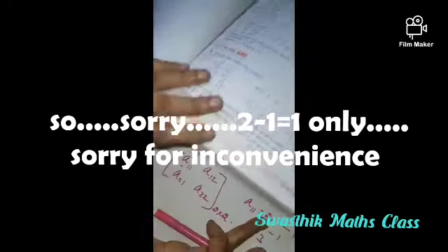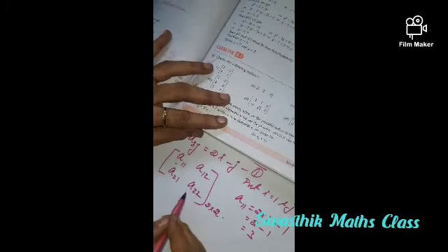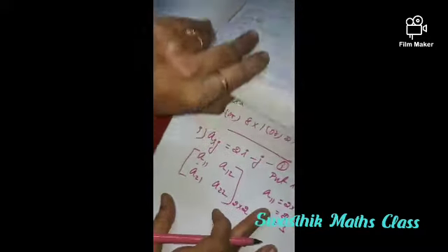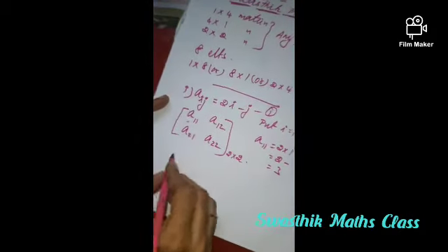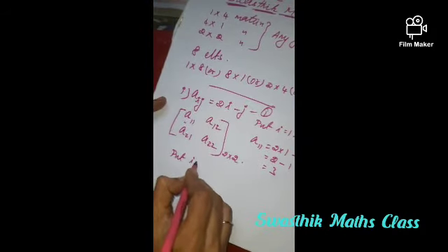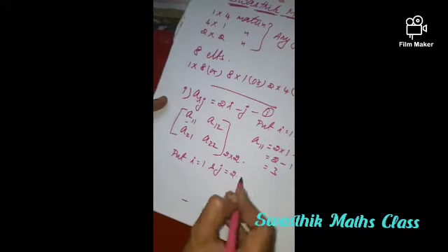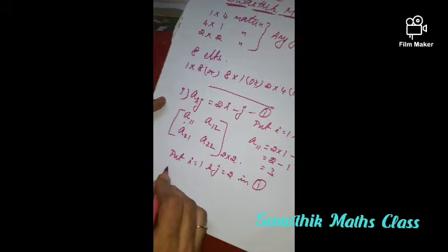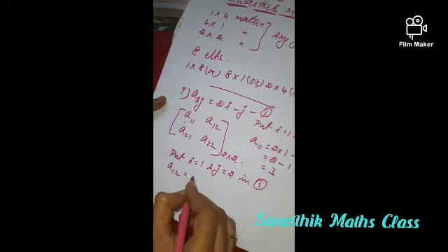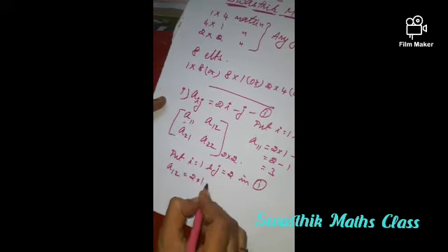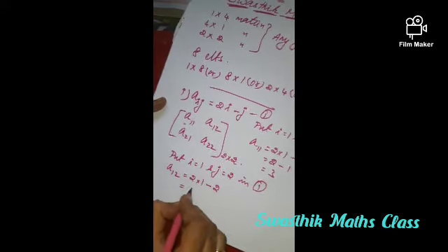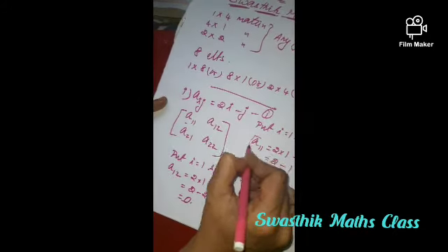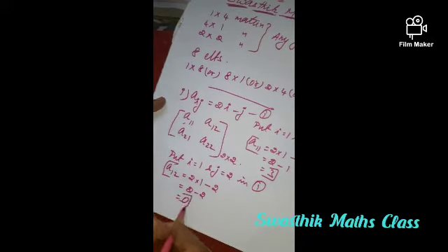Right? Next, to get A12, what we have to put? Put i is equal to 1 and j is equal to 2 in the same equation 1 to get the entry A12. What we get? A12 is equal to 2 into 1 minus 2. That is 2 minus 2. This is equal to 0. So the entry A11 is 3. Now the entry A12 is 0.